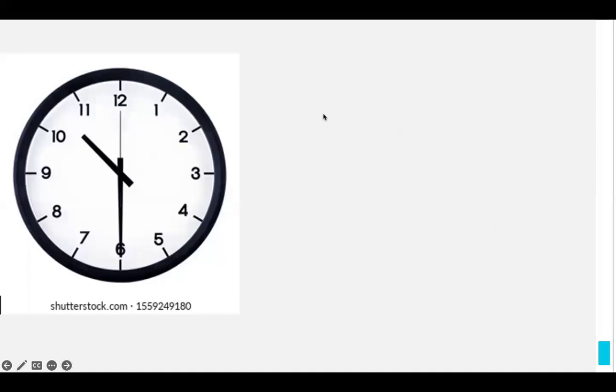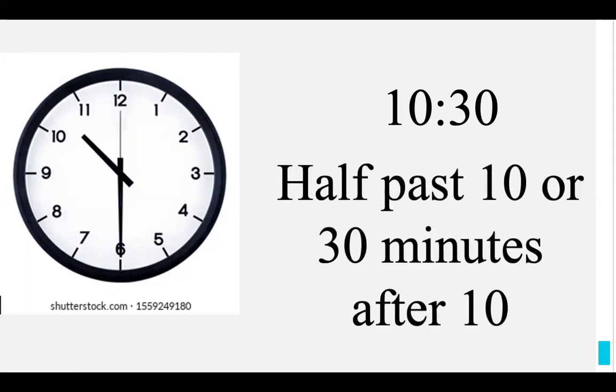Next, what is this? So we have the short hand on 10, the long hand on 6, so that is 5, 10, 15, 20, 25, 30. So we can say it is 10:30, or we can say half past 10. So if you see, it is half of the clock that has passed through 10 o'clock. So that's why it's half past 10, or 30 minutes after 10. Or in Filipino, we can say it 10:30.